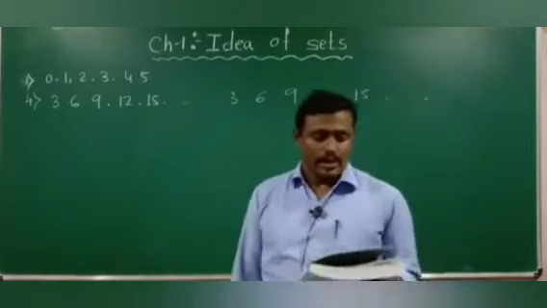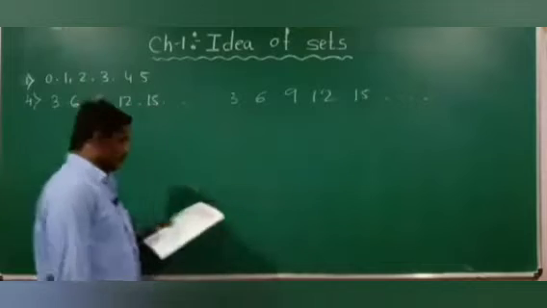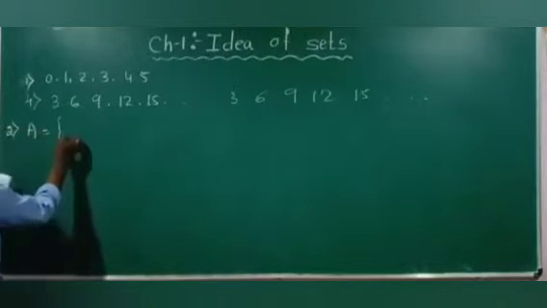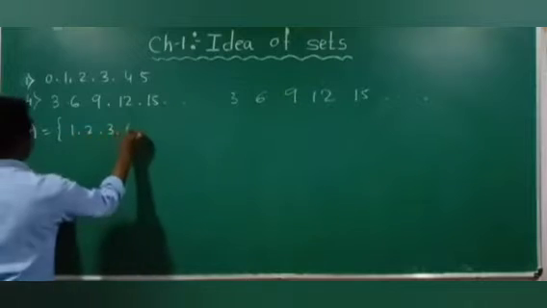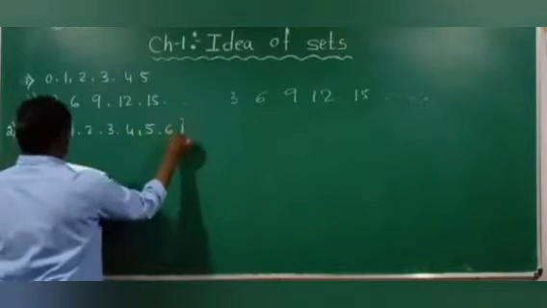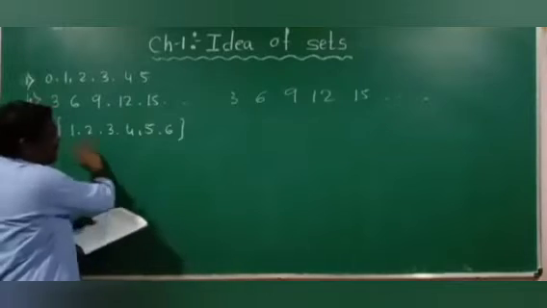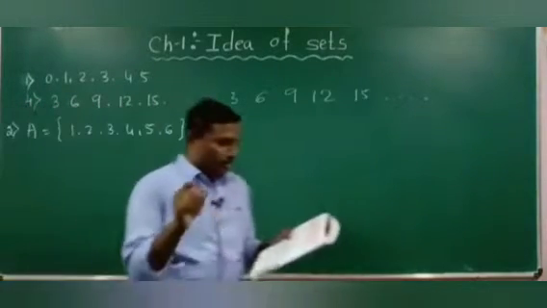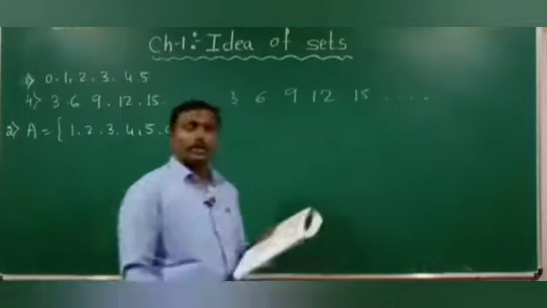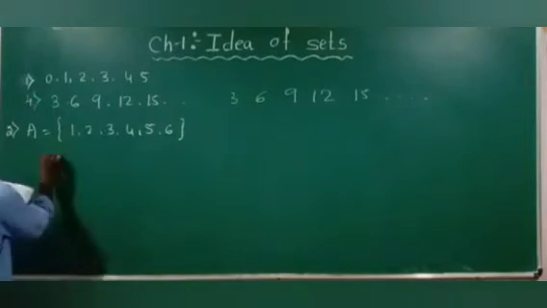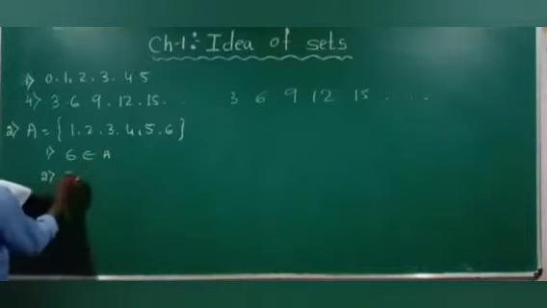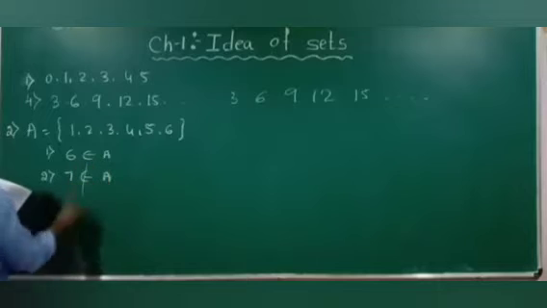If A is a set of 1, 2, 3, 4, 5, 6, these are the 6 elements belonging to the set A. Then which of the following statements are true? The first one is 6 belongs to A. The second one is 7 does not belong to A.